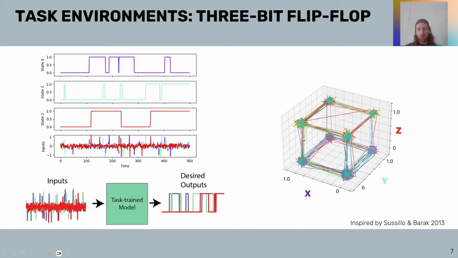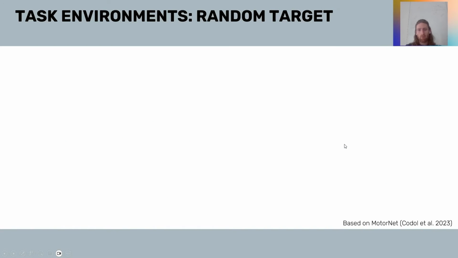When we do this and look inside this task-trained model, we can see that the way this system has learned to do this task is that it essentially has 8 vertices; 2 to the 3rd power is 8. So it just treats it as a cube, and the state just moves along the edges to the corners of this cube. And so that's the 3-bit flip-flop.